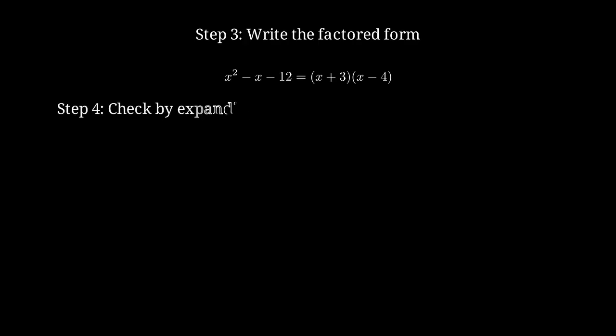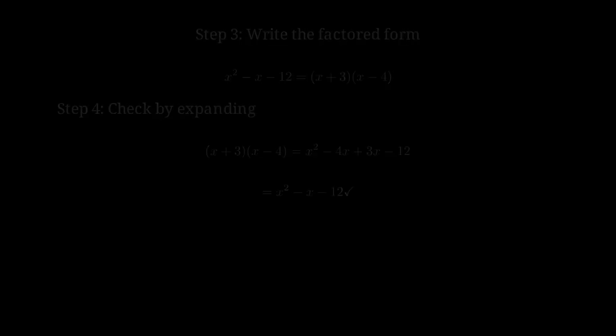Step 4. Always check by expanding. Expanding gives x squared minus 4x plus 3x minus 12, which simplifies to x squared minus x minus 12. Our answer is correct. Let's review the key steps for factoring quadratics.